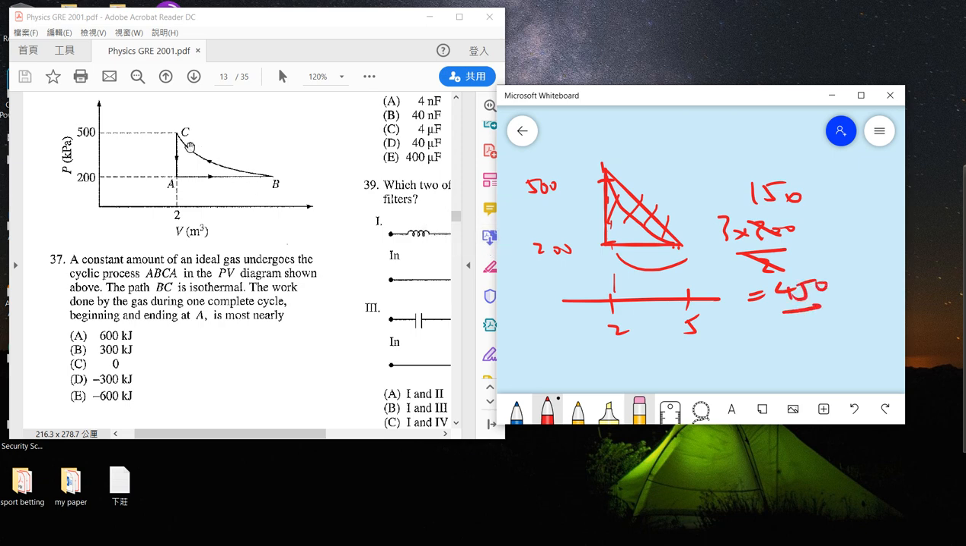Remember that what we want to compute is not the triangle, but we know that this area must be less than this 450. So which one is less than 450? It's only 300. So we know the answer must be B or D.